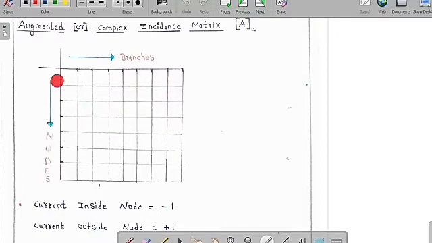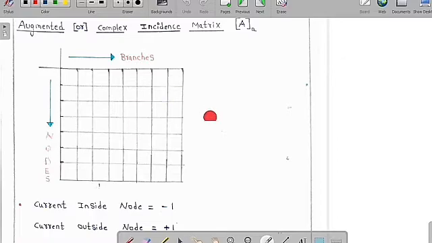So at each and every node we have to say how many branches are going to intersect at that node, and we have to assume that any current going outside that node through a branch is positive, and the current going inside that node is negative. If some branches do not intersect that node, assume it as 0. This is the way that you need to fill each and every row.